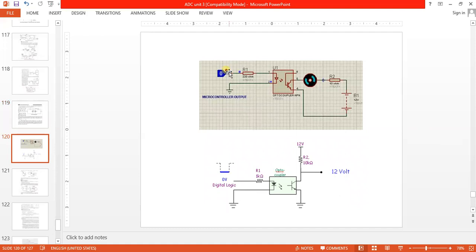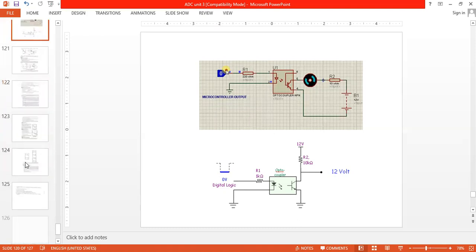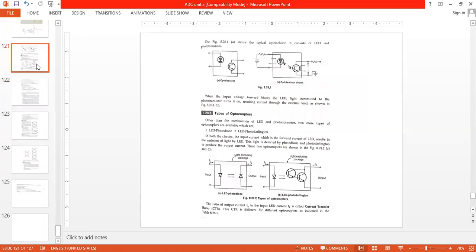In this one, when the light is enabled, the motor will be enabled because this electrical current is received by the photodiode. The output is enabled, that is, the output loop will be closed by the photodiode load. So when the input voltage is forward biased, the LED light is emitted and transmitted to the phototransistor, resulting in current through the external load shown in the figure.